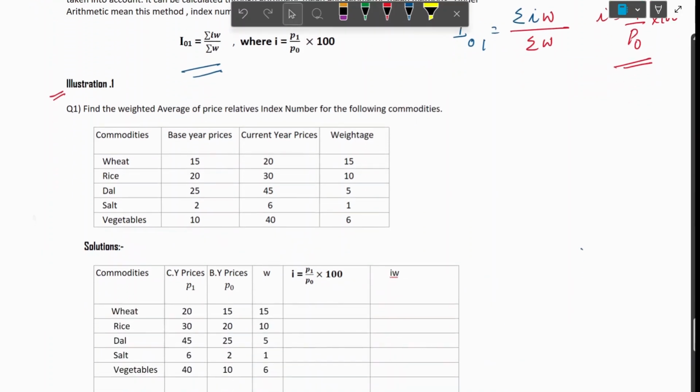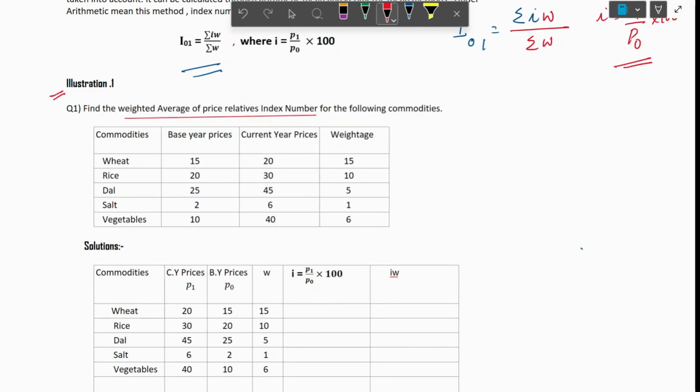Find the weighted average of price relative index number. That means which method are you using? Average of price relative method. You need to find the index number for the following commodities. Here the commodities are given in detail: wheat, rice, dal, salt, vegetables.